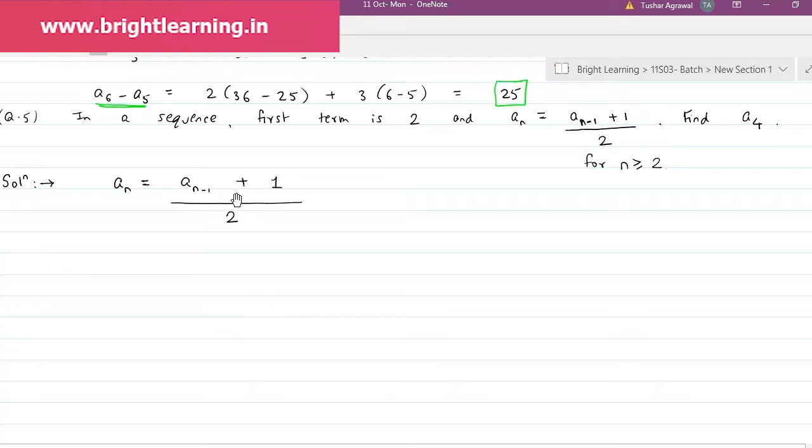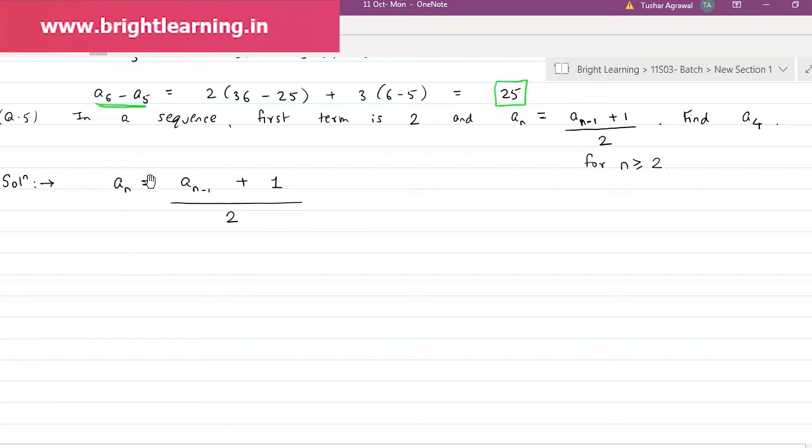So this will be applicable. Suppose, for example, you wanted to calculate the 50th term. So a_50 will be equal to a_49 plus 1 upon 2, but I don't know a_49. Then what will be your target? First let me calculate a_49. Okay, so now you will put n equal to 49.